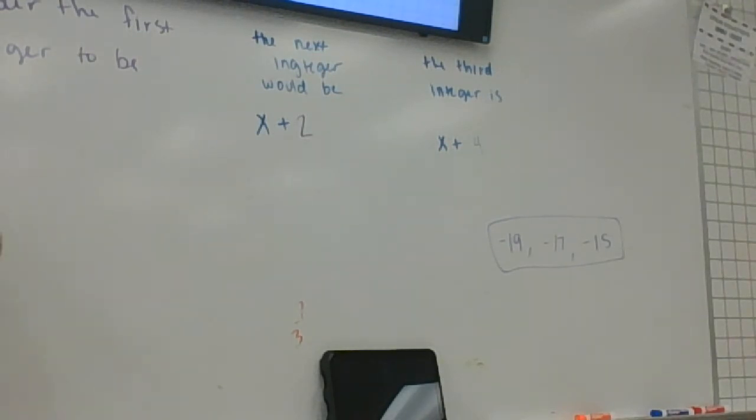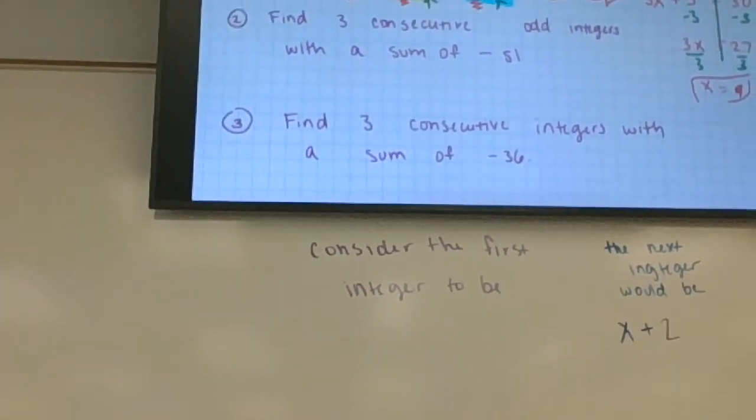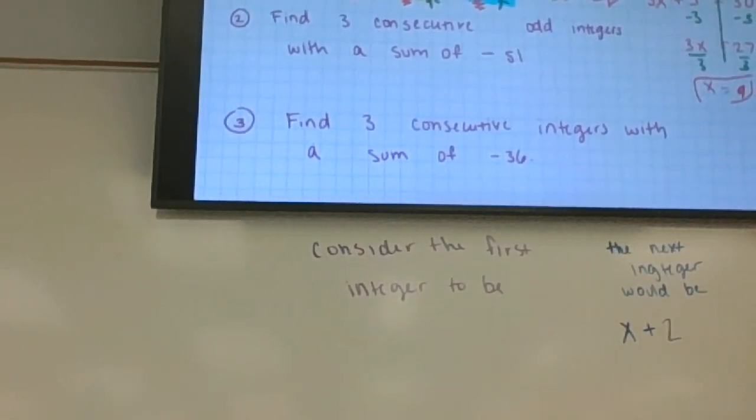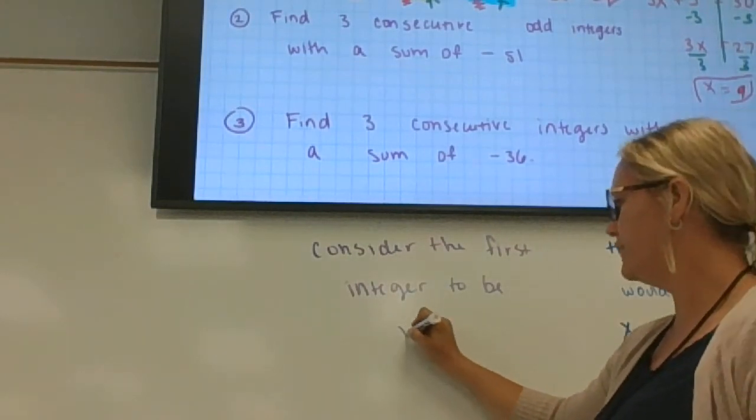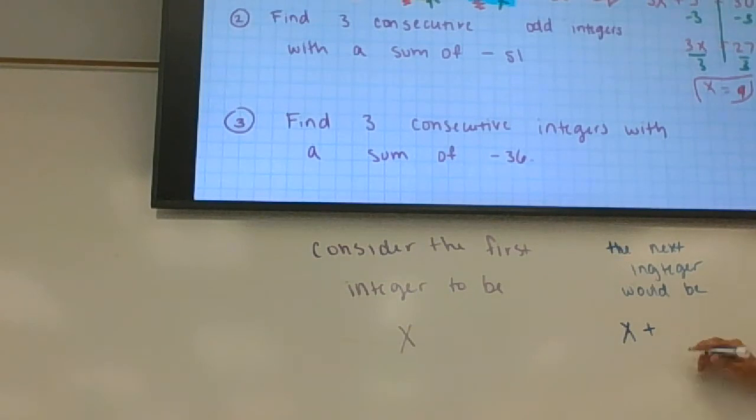X equals 3. So this time it just says consecutive integers. It doesn't say odd or even. So my first value will be x. My next would be x plus 1. And the one after it is x plus 2. They go right in order. Only if it says odd or even do you do otherwise.